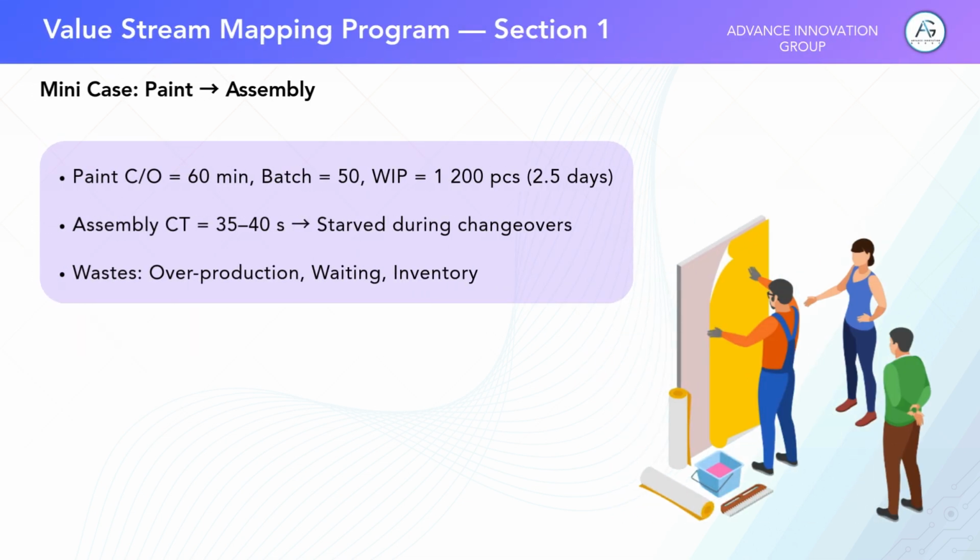This mini case shows a problem between the paint and assembly stages. Painting takes a long changeover time of 60 minutes and produces in batches of 50, creating a work-in-progress WIP of about 1,200 pieces, which equals 2.5 days of inventory. The assembly process runs at a cycle time of 35 to 40 seconds, but during paint changeovers, it has to stop. This is called being starved. So here we see wastes like overproduction, waiting, and excess inventory, all caused by uneven flow between the two processes.